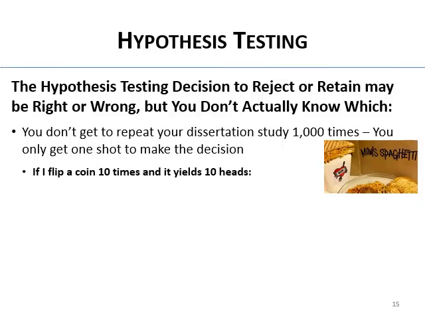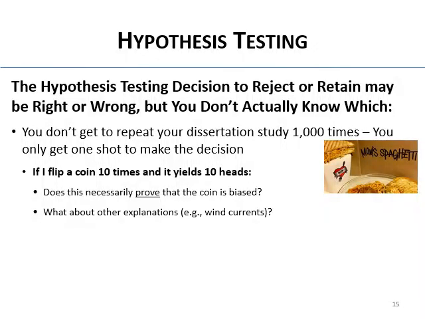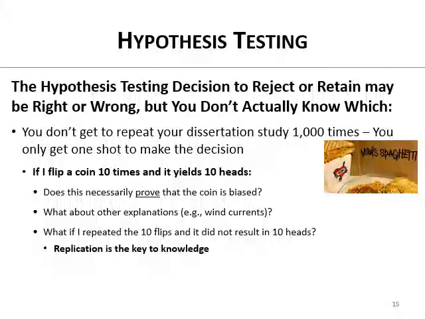So if I flip a coin 10 times and it yields 10 heads, does that prove the coin is biased? Well, no, we would conclude that in the study, right? We'd say, okay, well, evidence suggests the coin is biased. That's what we conclude, but we didn't prove it, okay? There could be other explanations. Could be wind currents. So what if you repeated those 10 flips and you didn't get 10 heads? Did you prove it wasn't biased? Well, no. So the whole point here is a study doesn't prove anything. We just tentatively decide things. We have to replicate things or repeat studies in order to know what truth is in science.